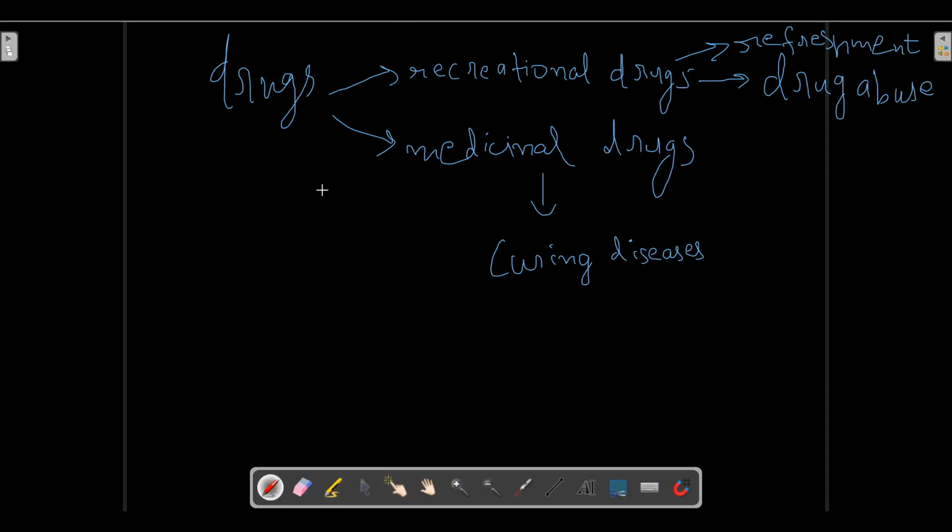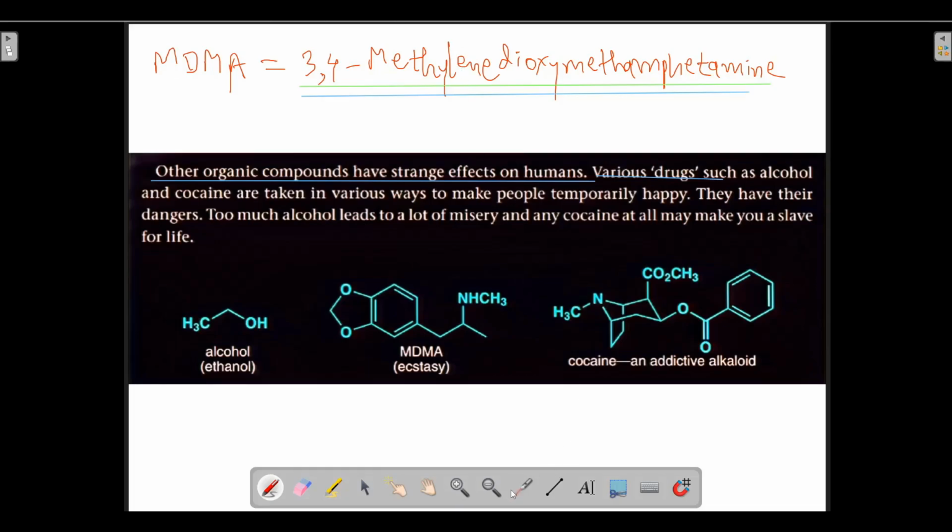So in this particular paragraph, the context is recreational drugs. There are two kinds of drugs. One is medicinal drug and the other is recreational drug. Recreational drug is an addictive drug which is taken for refreshment, and medicinal drug is the drug which is used for curing diseases.